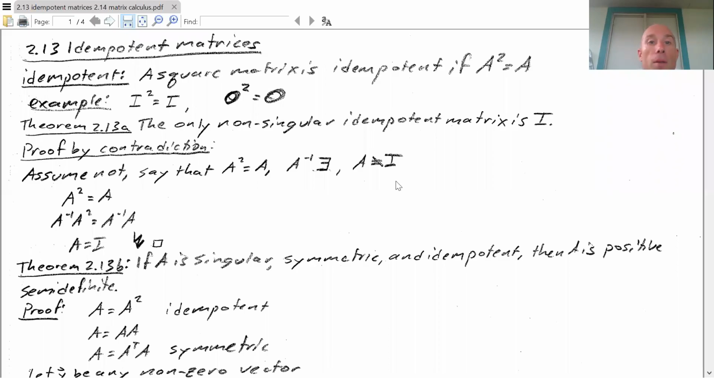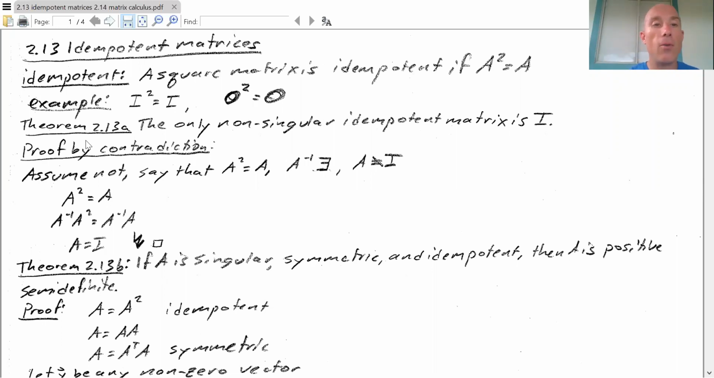Hi, in this video, we want to take a look at idempotent matrices. A square matrix is idempotent if A squared is equal to A. If I square something and I get the item I was squaring, it's going to be idempotent. Here are two examples, probably the two most common. If I square the identity matrix, I get the identity matrix, and if I square the zero matrix, I get the zero matrix. So there's at least two.